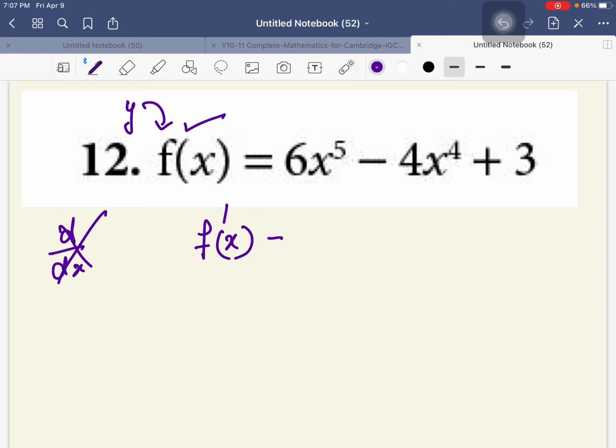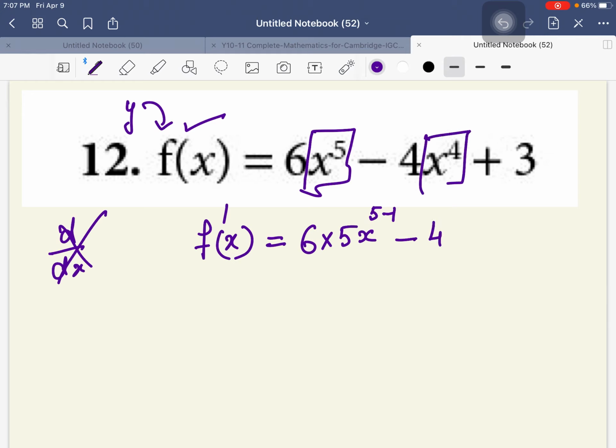So f dash x is basically, now this is coefficient of x power 5. I keep it like this one, 6. Now I apply power rule in this term x power 5. 5 comes in front of x as a multiplier and power reduced by 1. 5 minus 1. Likewise 4 here as a coefficient. So this 4 power comes in front of an existing power reduced by 1. Now this is a constant. We learned by first rule, derivative of any constant is 0. Just write a 0.